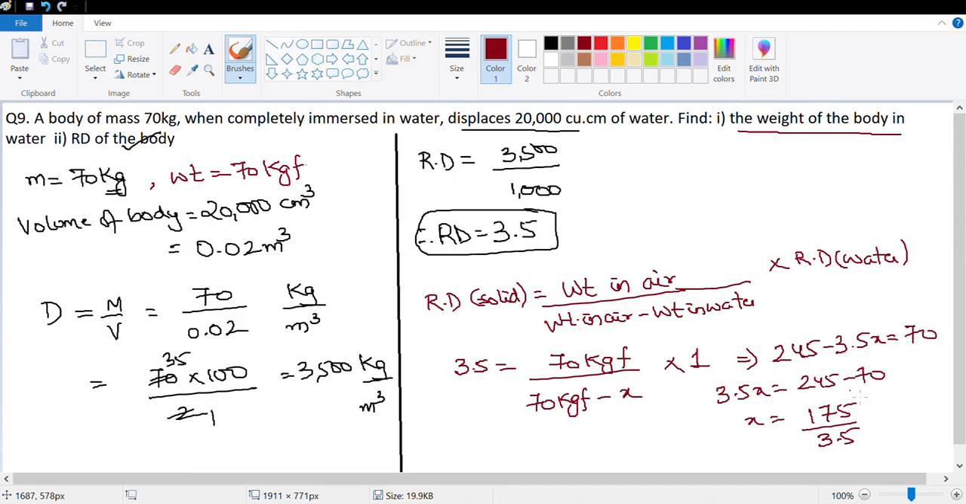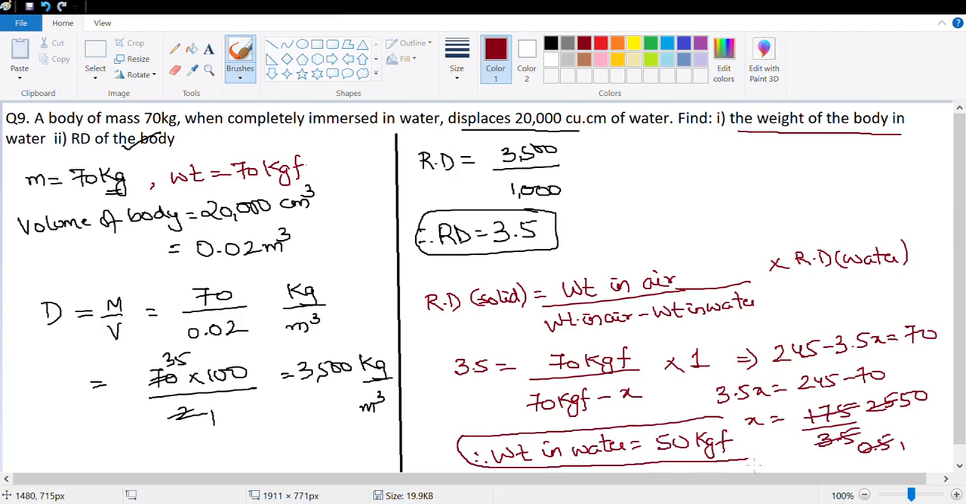So that'll be 7 into 0.5 and that's 7 into 2, 14, 35. So that's 7 into 5. This is 0.1 and this is 50. Therefore, weight in water is equal to 50. What units were we working with? Kilogram. So this is 50 kilogram force. That's the weight in water.